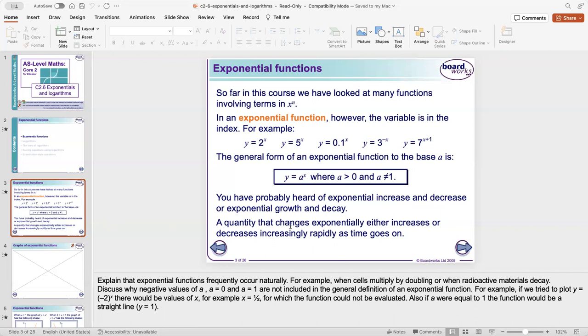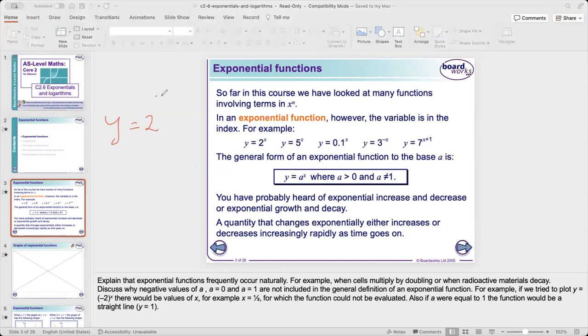So far we have looked at functions. So let's look at this. In an exponential function, the variable is in index form. An example of that is when you have something like this, y equals 2 to the power of x. That's an exponential function. Can you see? They're in index form. Index form means that they're in powers.